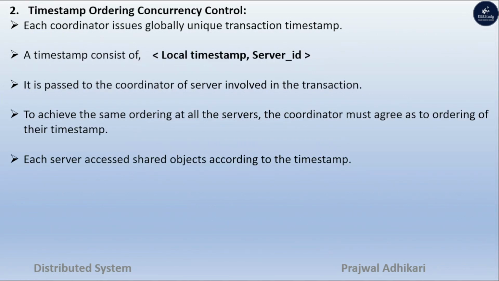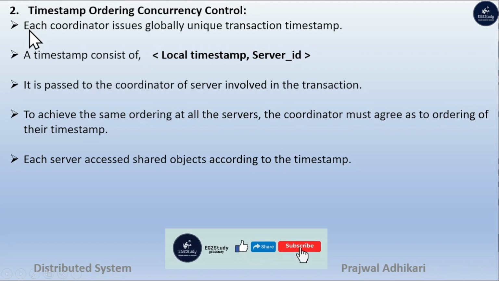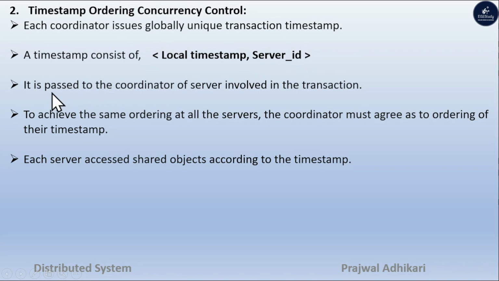The second one is timestamp ordering concurrency control. In timestamp ordering, each coordinator issues a globally unique transaction timestamp. A timestamp consists of a local timestamp and server ID. This timestamp is passed to the coordinator of each server involved in the transaction. To achieve the same ordering at all the servers, the coordinators must agree on the ordering of their timestamps. Each server accesses shared objects according to the timestamp.